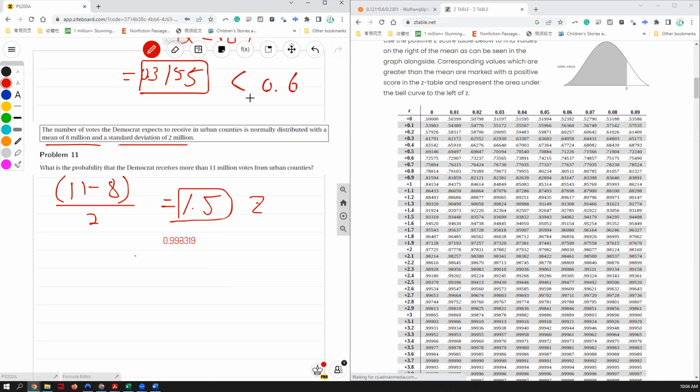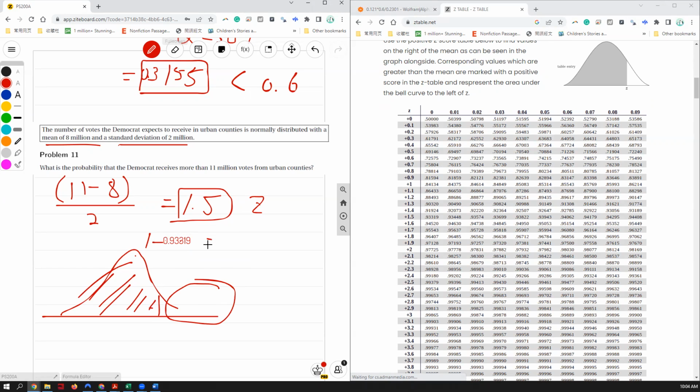0.93319. What is there additional 9 here? Okay, so that's the probability of the z-score. But what does that mean? That means that is actually the probability up to that point, right? Up to that z-score. But I want more than that. So I want to do 1 minus that.